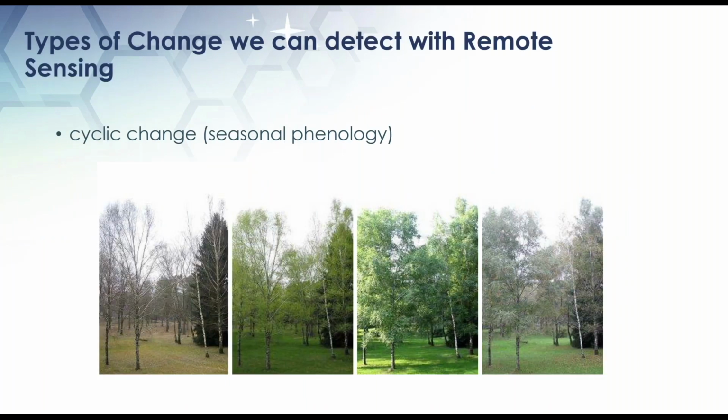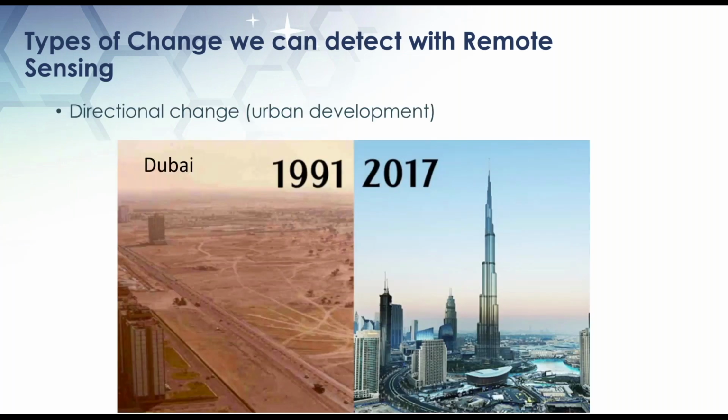There are lots of different types of change we can detect with remote sensing, including seasonal change. So this is a great example. As you can imagine, if you had an image of this area at different seasons, you're going to see things very differently with leaf on or leaf off, or different stages of leaf on or leaf off. We can look at things like urban development. So this is an example of how Dubai has changed from 1991 to 2017, and obviously that would be a very striking change using satellite imagery.